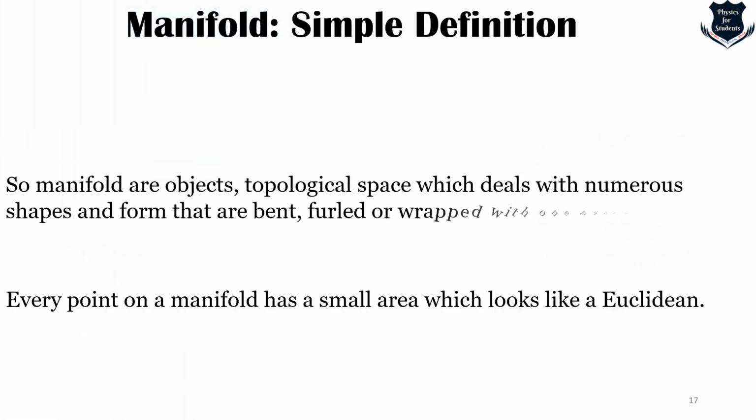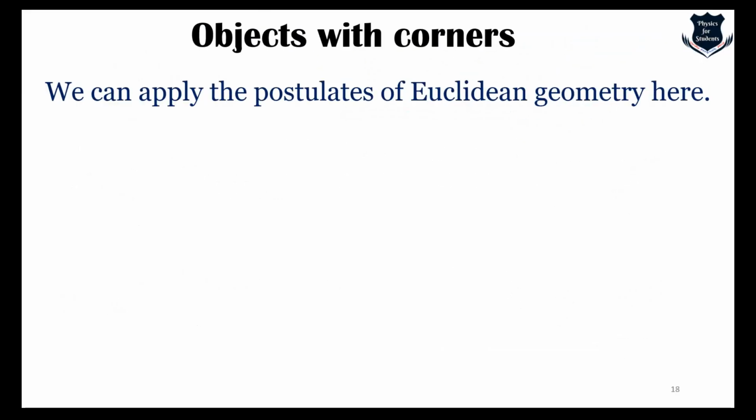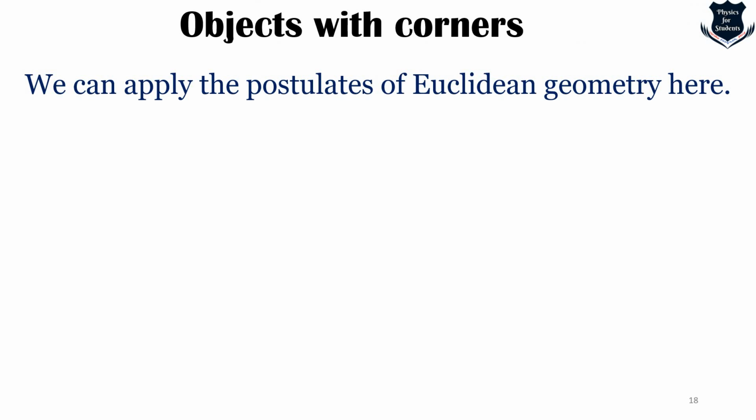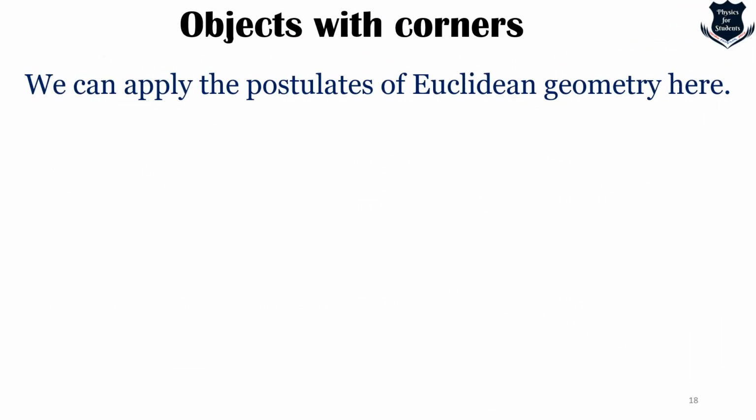So what we can do is find the simple definition of manifold. Manifolds are objects in topological spaces that deal with numerous shapes and forms that are bent, furled or wrapped, and every point of a manifold has a small area which looks Euclidean. This is the most important feature: manifolds have objects which look more like Euclidean space.